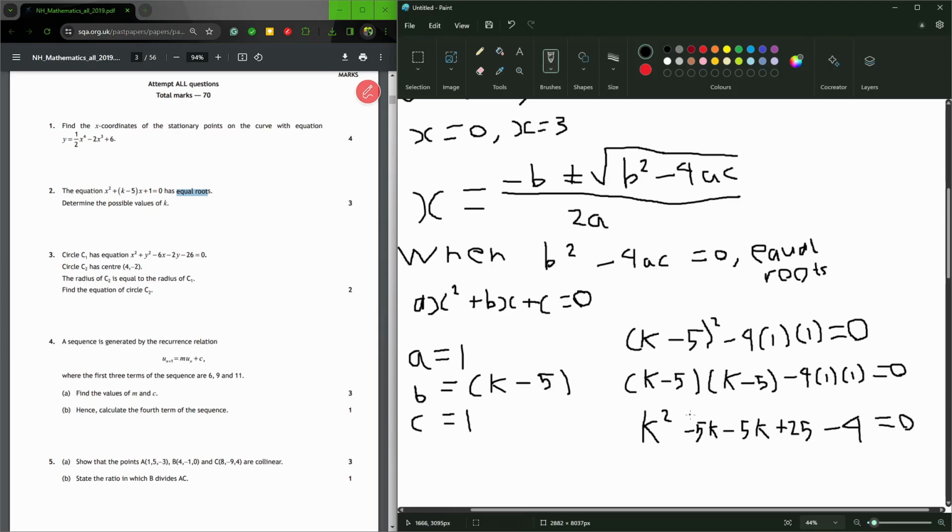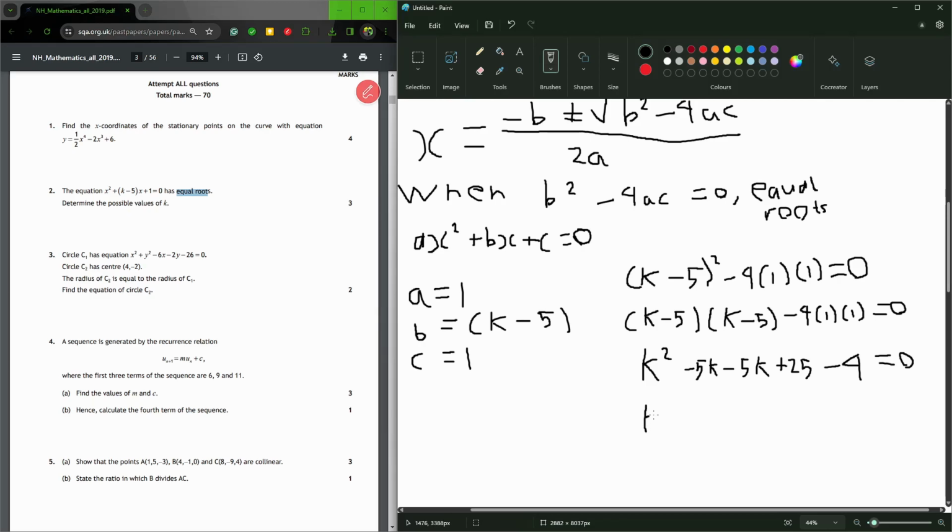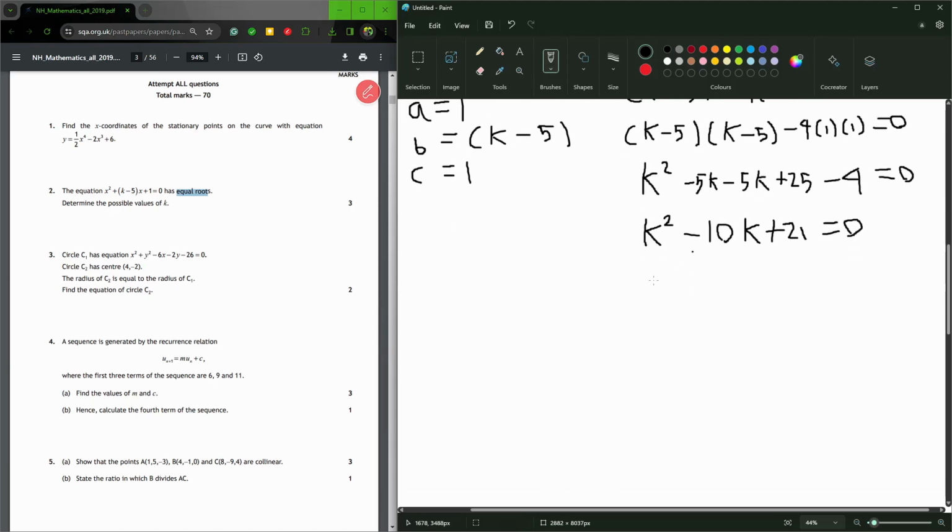Cool. Now we can gather like terms, which basically means shove everything together. There's no other k squared terms, so that's fine. Minus 5k minus 5k, ooh, that's minus 10k. Plus 25 minus 4, that sounds like plus 21 to me. Alright, cool. And this looks like a quadratic to me. So we can split this up.